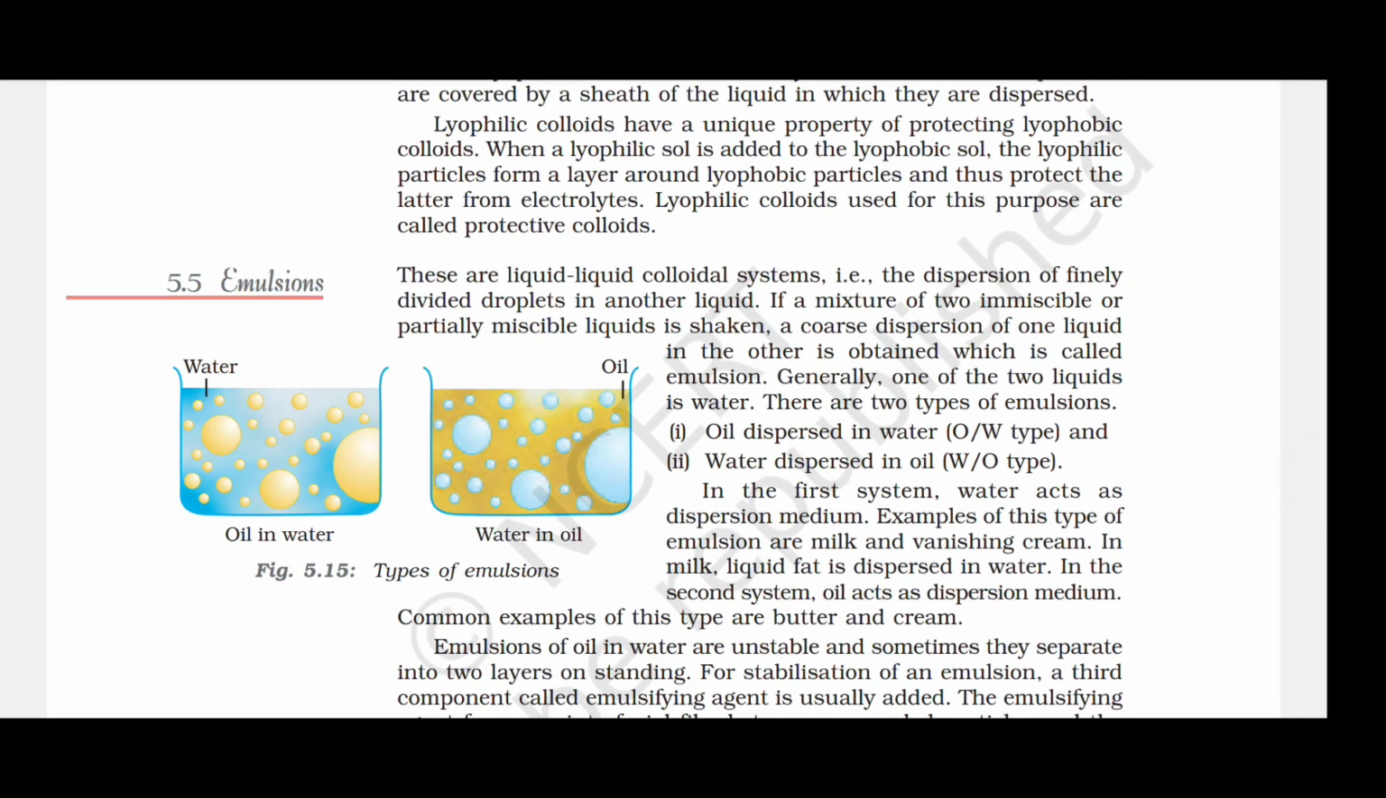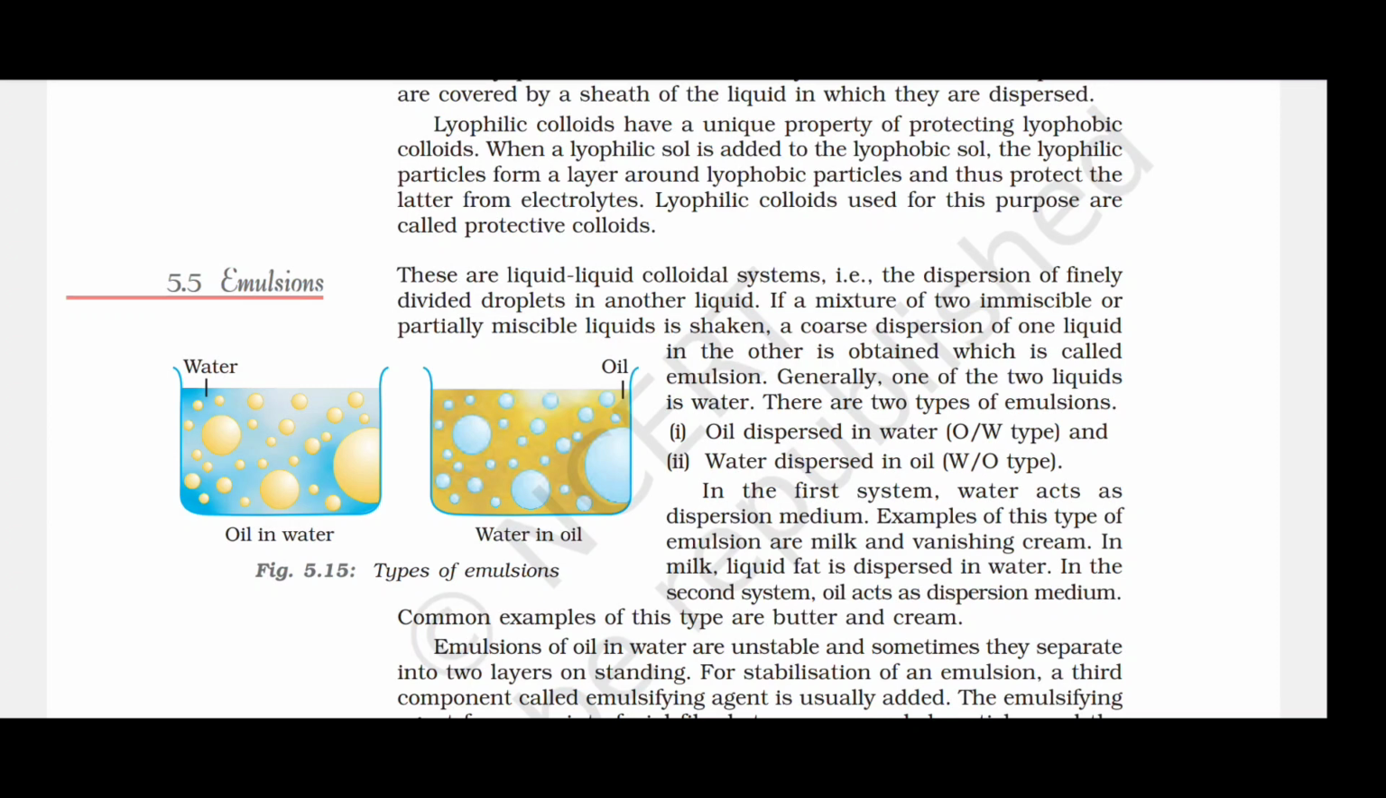Emulsions. These are liquid colloidal systems, that is, the dispersion of finely divided droplets in another liquid. If a mixture of two immiscible or partially miscible liquids is shaken, a coarse dispersion of one liquid in the other is obtained, which is called emulsion. Generally, one of the two liquids is water. There are two types of emulsion: oil dispersed in water, O/W type, and water dispersed in oil, W/O type. In the first system, water acts as dispersion medium. Examples of this type of emulsions are milk and vanishing cream.